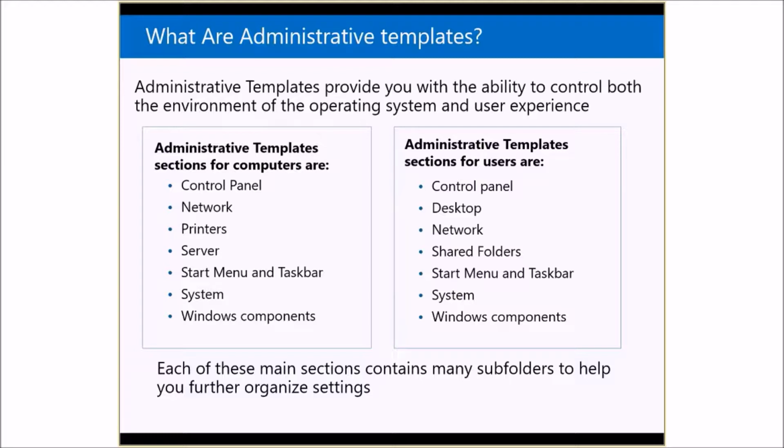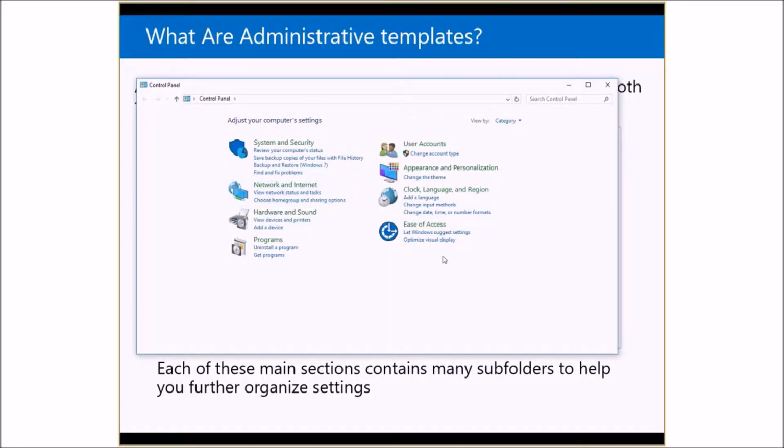Administrative templates provide you with the ability to control both the environment of the operating system and the user experience. For example, some of the things you can control in the administrative templates, you'll have sections under the computer for the control panel, the network, the printers, the servers, the start menu, the system, the Windows components. What does that mean? That means pretty much when you go to your computer and you go to the control panel, in all these sections, you can do some sort of settings that affects them.